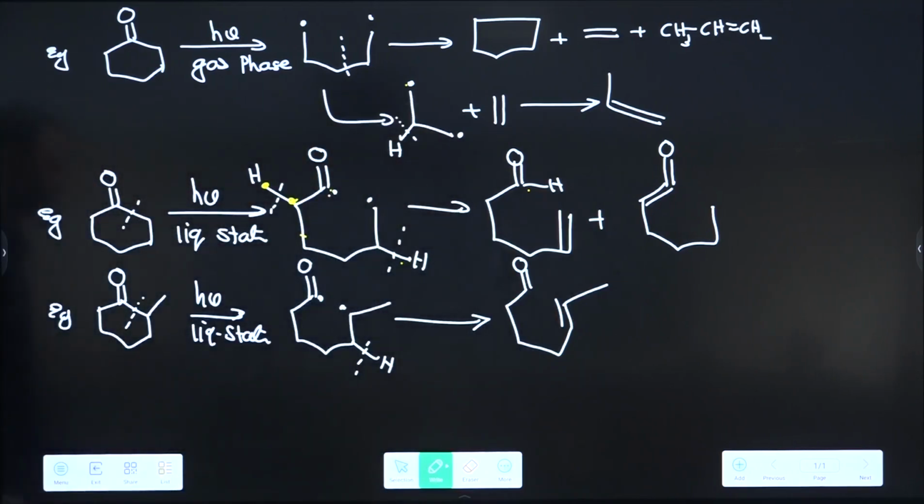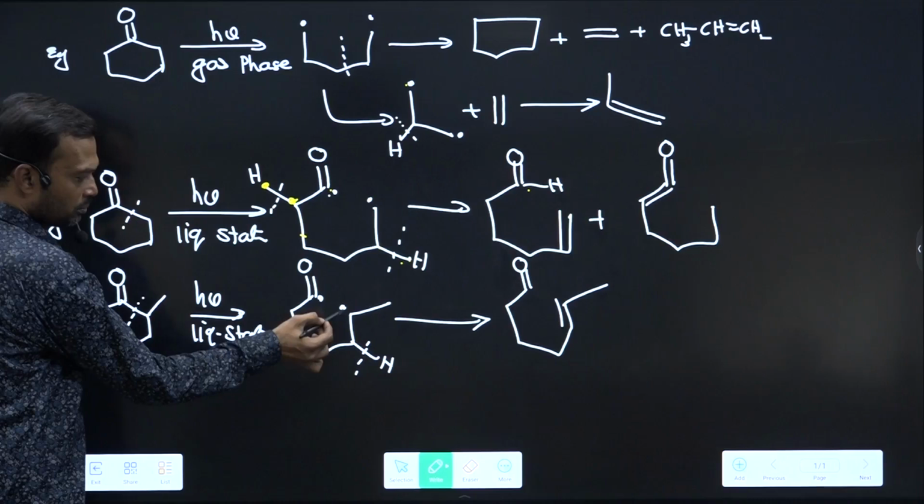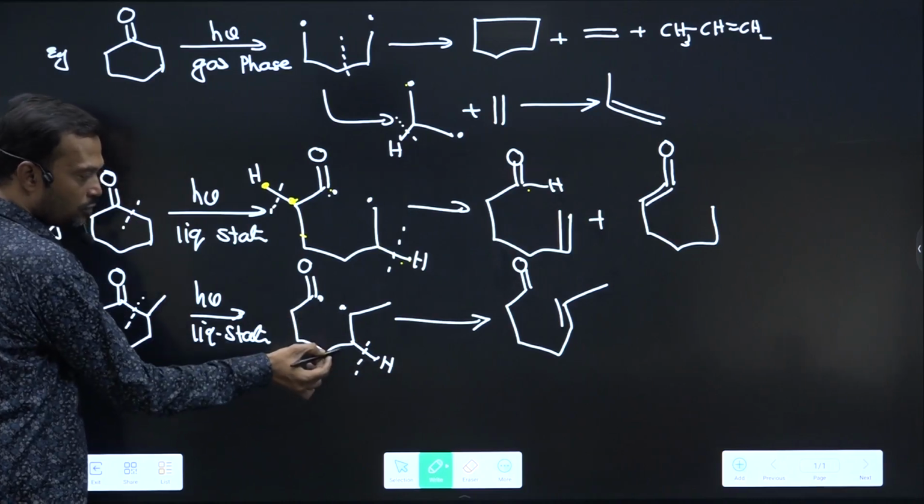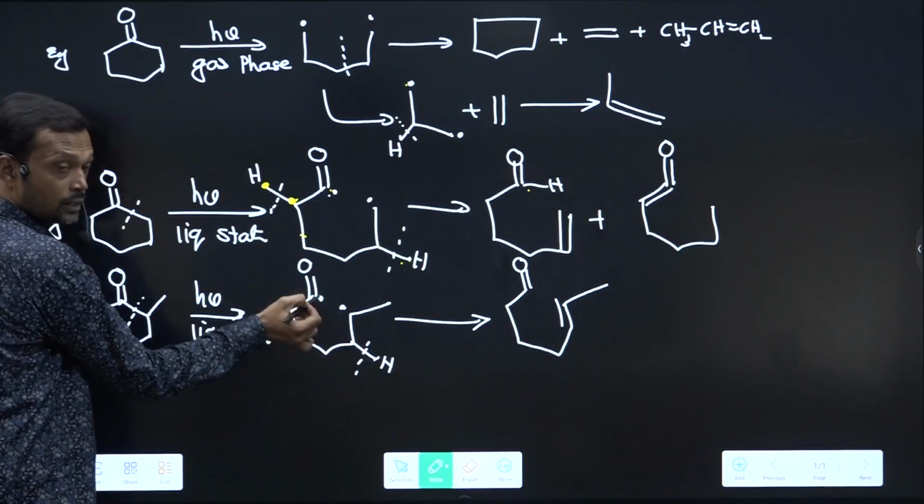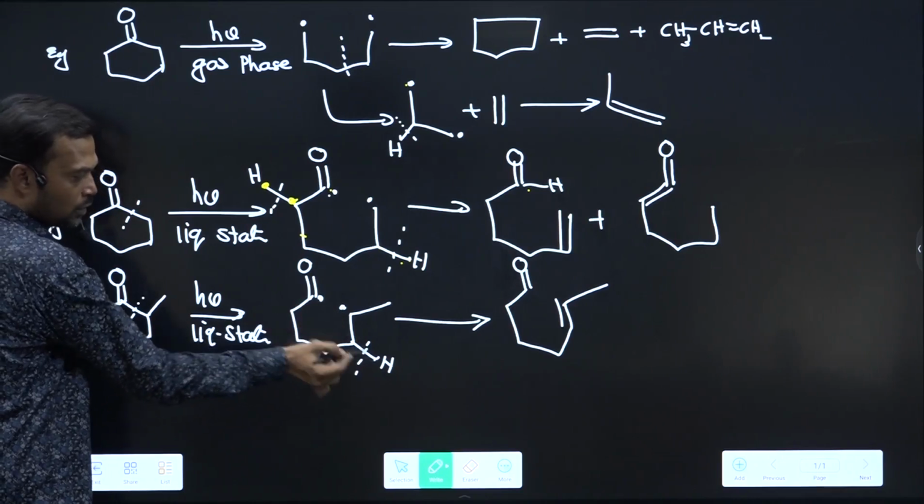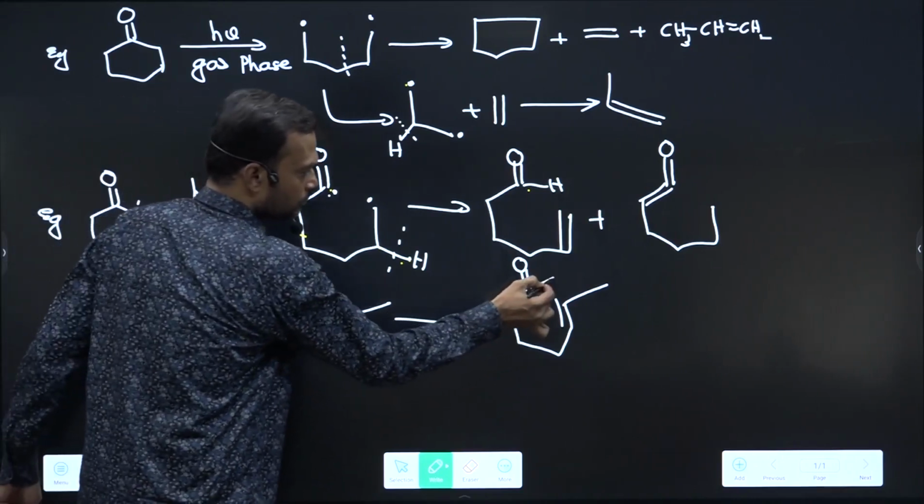That is major. Migrate this hydrogen from here to here. Transfer of hydrogen from alkyl to acyl. Put a double bond here, and this hydrogen migrates here, and you will get this product.